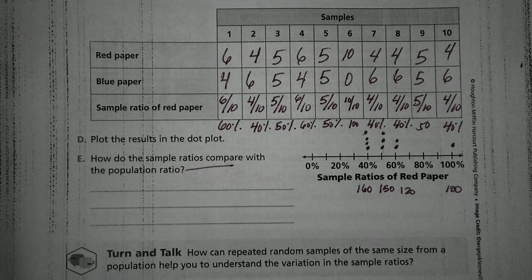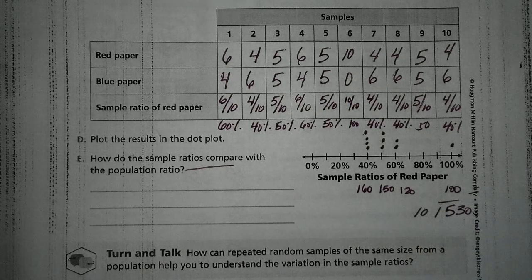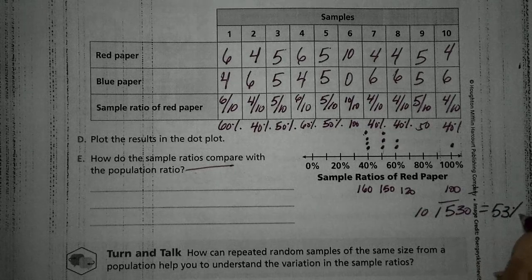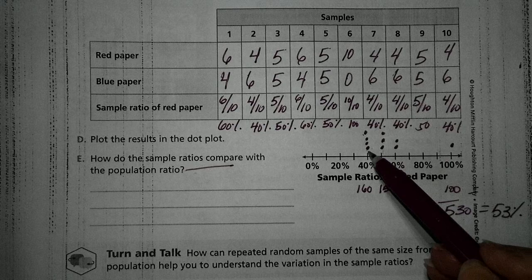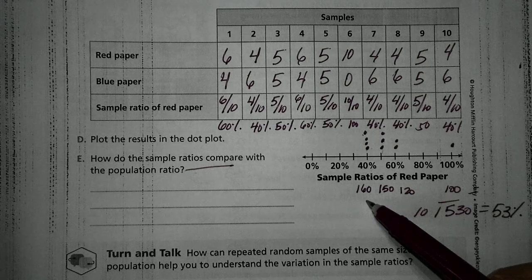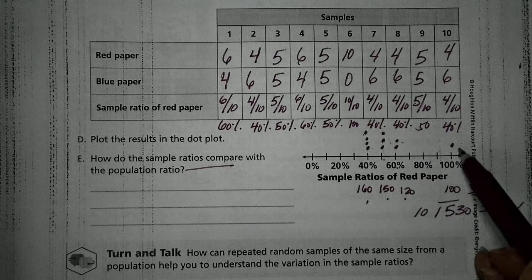All right, so we're going to add 160, 150, 120, and 100. So this is 530, and I'm going to divide it by 10. So that should be 53%. If you don't mind me asking, where did you get those numbers underneath? Oh, because I have 40% and I have 4 of them. So 4 times 40 was 160. Oh, okay. And I have 3 at 50, so that's 150. I had 2 at 60, which is 120, and 1 at 100.